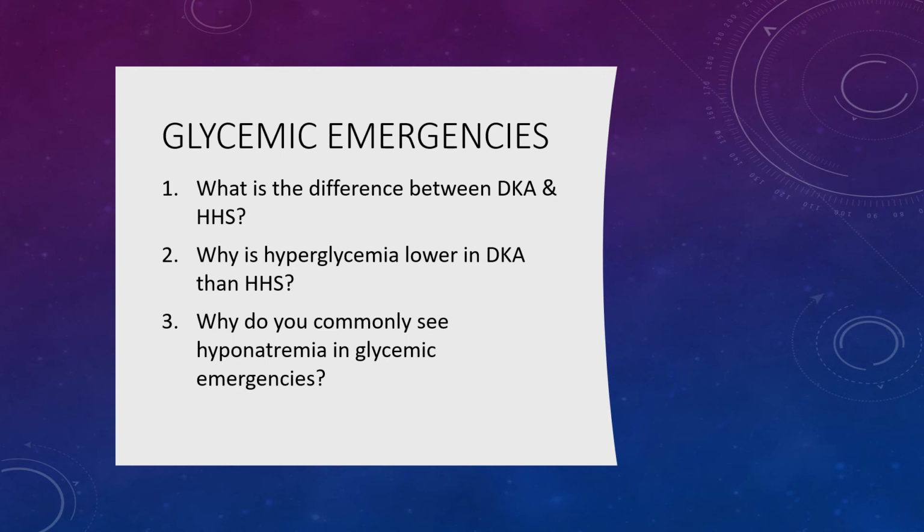Why do you commonly see hyponatremia in glycemic emergencies? Well, hyponatremia is caused by a combination of salt loss by diuresis and poor PO intake. This is combined with transcellular fluid shifts as a consequence of hyperosmolarity. So calculated corrected sodium, remember how you calculate that.